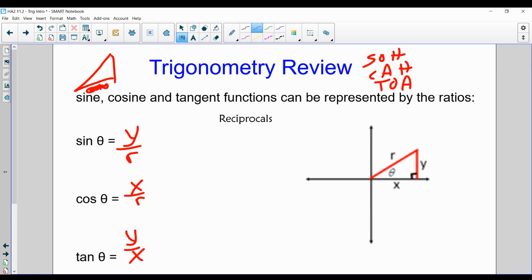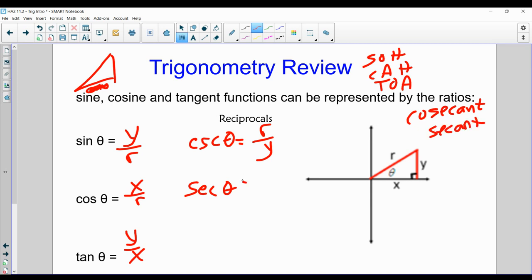Okay? We're going to have three other trig functions as well. They're going to be the reciprocals of these. So sine's reciprocal is going to be called cosecant. So that's going to be r over y instead of y over r. Cosine's is going to be secant. Let me write those words out here. So we got cosecant. This one was just secant. And then this one, I'm sorry, that's going to be r over x. And then tangent's reciprocal would be cotangent.